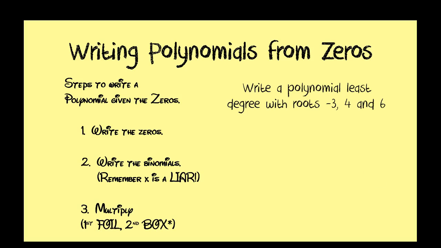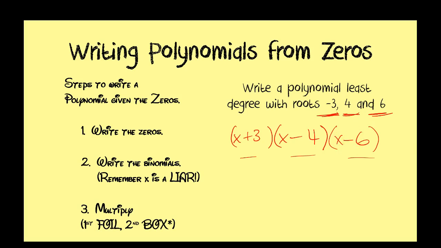Okay, now I'm going to write a polynomial, least degree, with the roots -3, 4, and 6. So first, write the binomials. Now if you have more than 2, you're going to write a binomial parenthesis for each number. So now I'm going to do the same thing, put an x there, x here. And so remember, I have 3 numbers, so I got to do 3 binomials. Now the first one, for -3, will be +3, because -3 plus 3 is 0. The second one will be x minus 4, because 4 minus 4 is 0. And the next one will be x minus 6, because 6 minus 6 is 0.